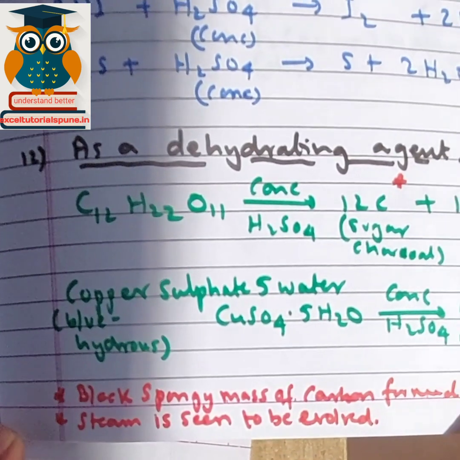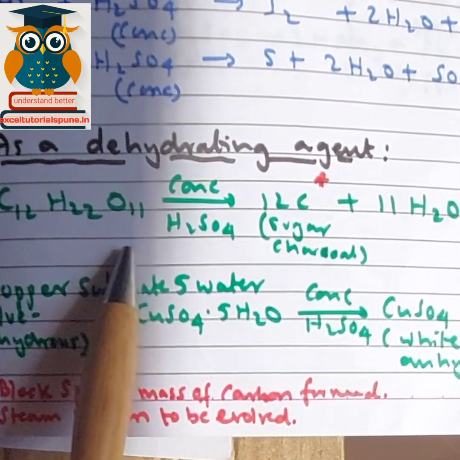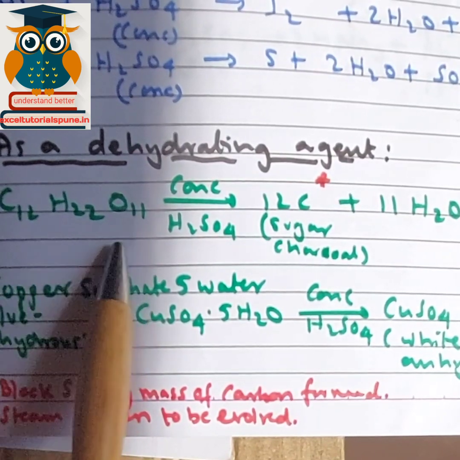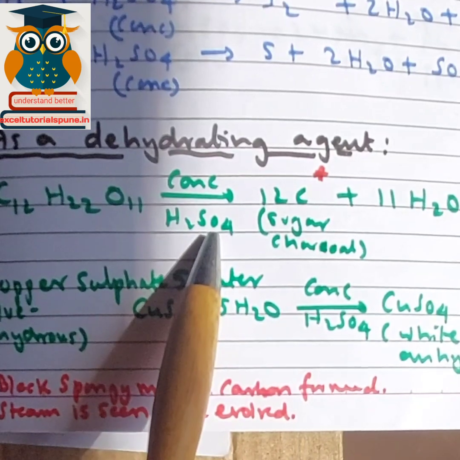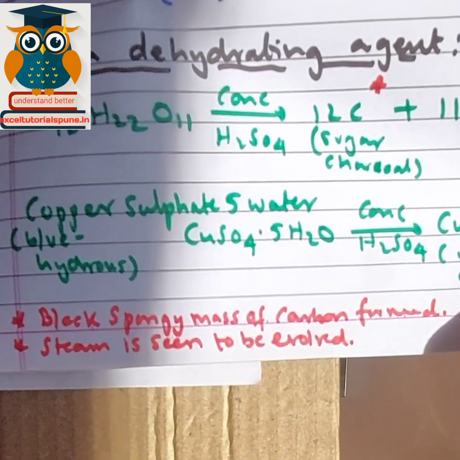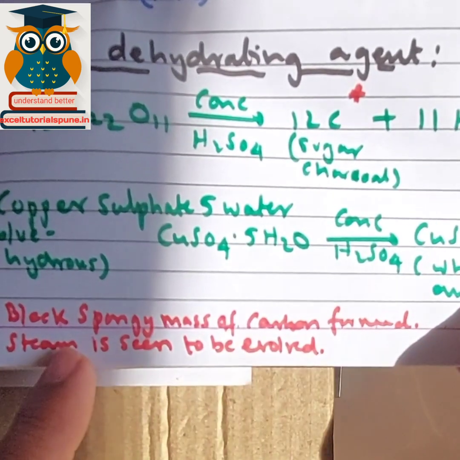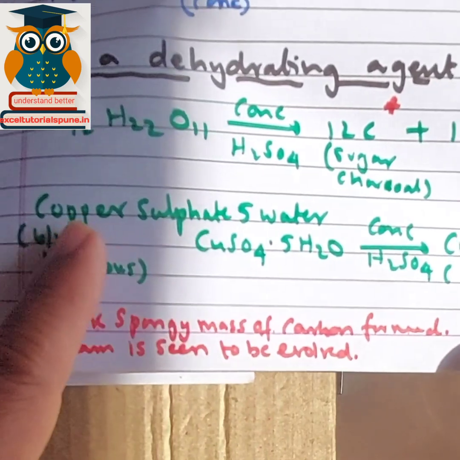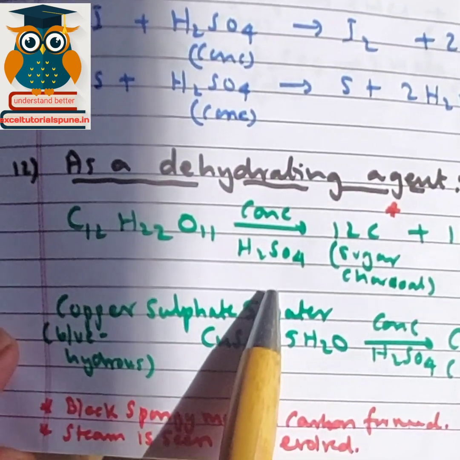Now sulfuric acid as a dehydrating agent. So this is glucose, or sugar. Sugar with concentrated sulfuric acid gives you sugar charcoal with water. Now this sugar charcoal is a black spongy mass of carbon formed. Steam is seen to be evolved whenever sugar is added to concentrated sulfuric acid.